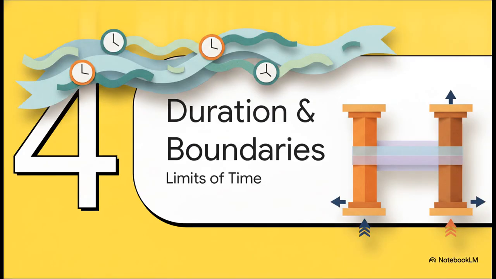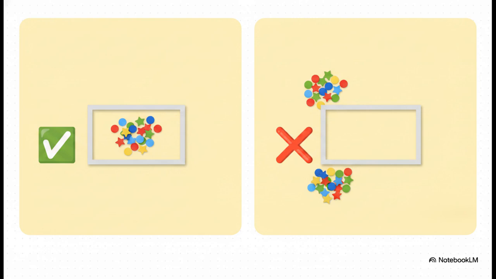Let's shift gears now to Section 4, Duration and Boundaries. We're looking at the limits of time. Let's analyze the critical semantic difference here between included and excluded duration. So in a positive sentence, the action is included right there in the time span. "I've done it for years." But throw a negative into the mix, and the action is suddenly excluded from the span.